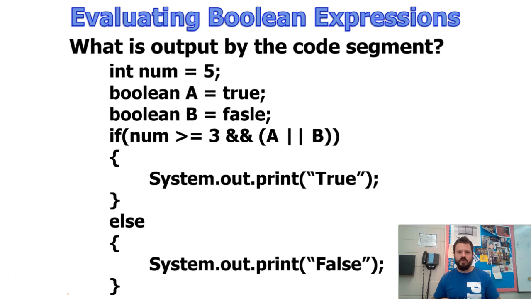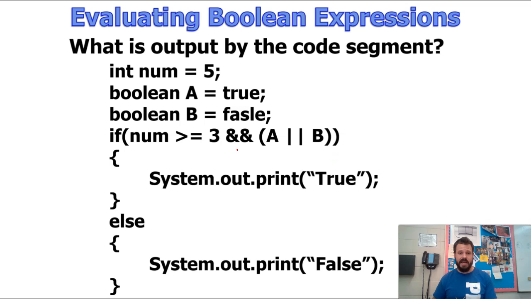All right, so let's run through some code with compound Boolean expressions and figure out what they're going to evaluate to, figure out what they're going to output. So what's the output of the code segment? We have num gets 5, Boolean A gets true, Boolean B gets false, and then we have this conditional that's going to display either true or false depending on this condition right here.